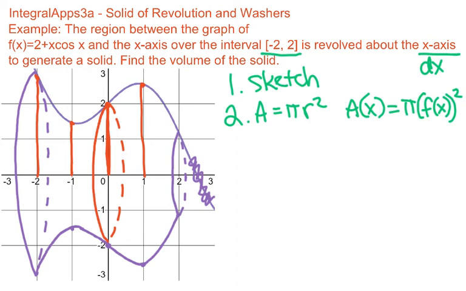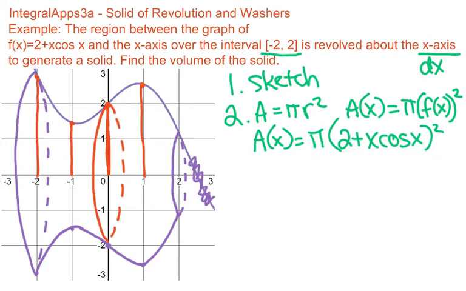So we want to represent the radius as a function because it's changing. That means that our area function, plugging that in, is pi times (2 plus x cosine x) squared. Not the prettiest area function that there is. Every single exercise that we do, we're writing this area function, what that is.